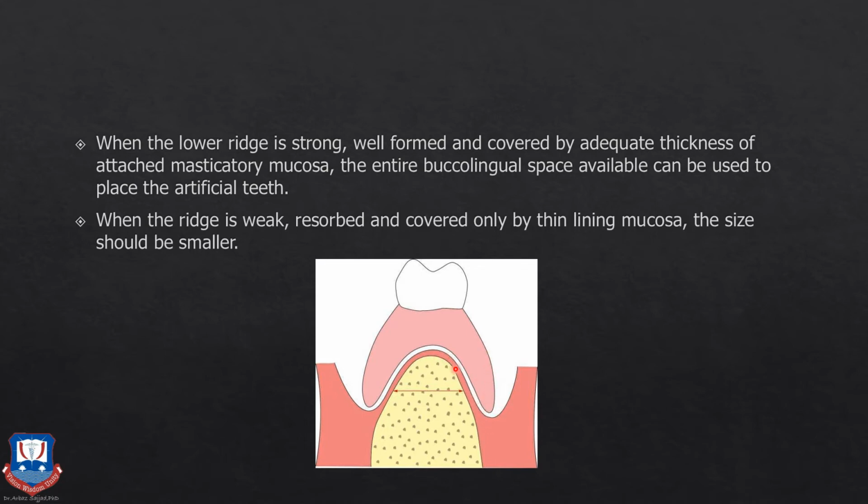Next is when the lower ridge is strong, that is, we have tall, well-rounded ridges sufficiently covered by thick stratified squamous epithelium or the attached gingiva, then we can afford to have teeth which are larger in their buccolingual width. But if we have knife edge ridges or flabby ridges, then we cannot have larger teeth. We should select buccolingual width based on a smaller tooth mold.